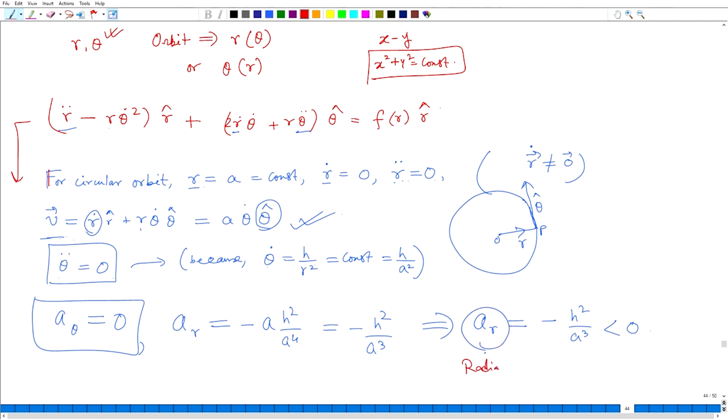So, radially inward, and that is the only surviving component of acceleration. And that is why we say that whenever a particle is moving in a circle, it has only acceleration which is along the radius, and actually in a central force. So, the particle is moving in a circle under the action of a central force. It must have only one part of acceleration, and that is this part, which is known as the centripetal acceleration.